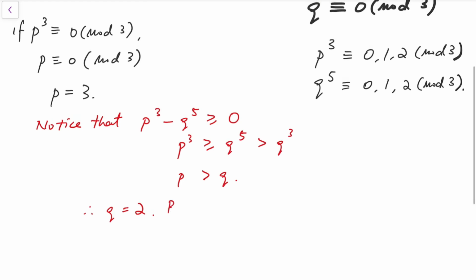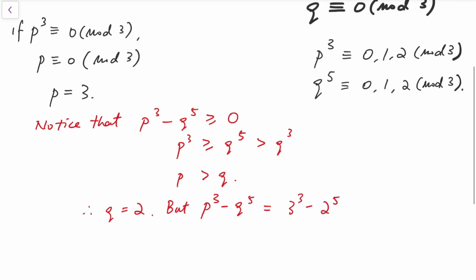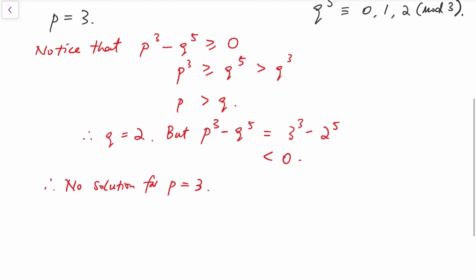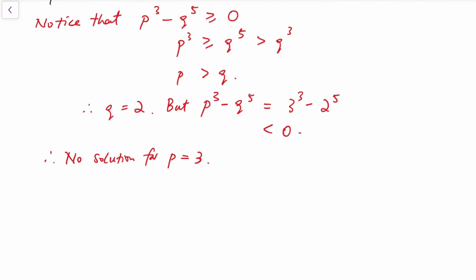But then p cubed minus q to the power 5 is still negative. 3 cubed minus 2 to the power 5 is still less than 0. So no solution for this case. Now we move on to the other cases.